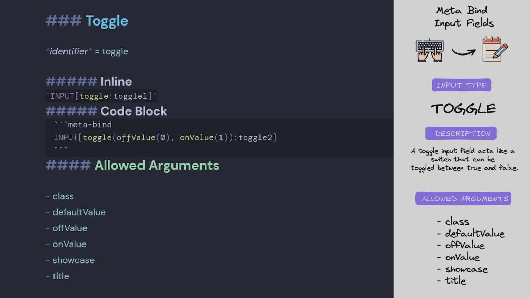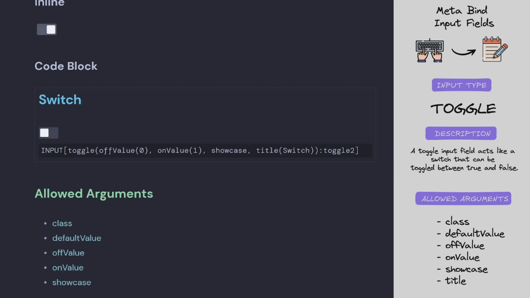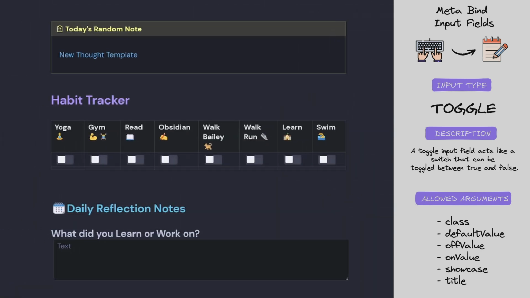Come back into our source, and we've also got showcase and our title. Our title could be switch. So we have our title switch, our on and off 0 and 1 value, and we're showcasing our code block. So a good use of the MetaBind toggle is for a daily note habit tracker where you can simply switch on the habits that you've completed for the day.